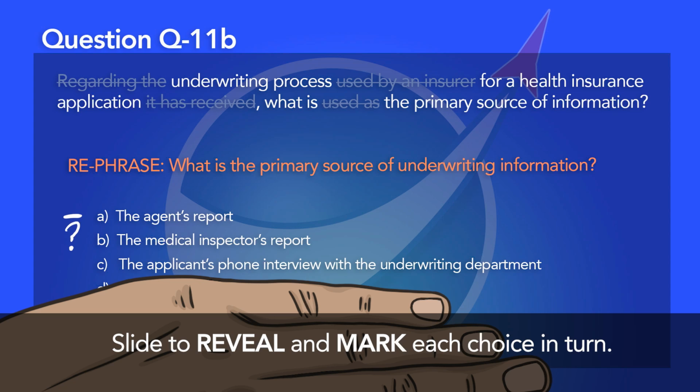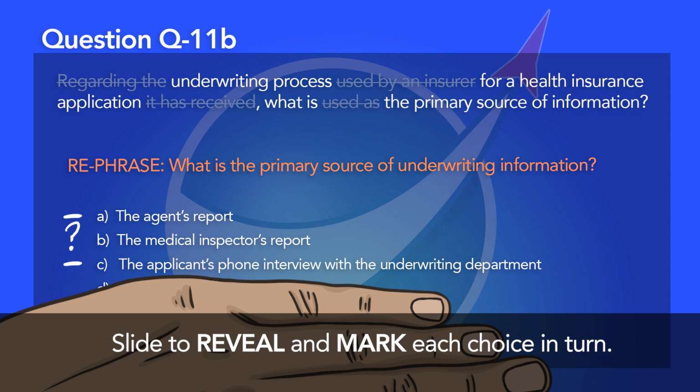So now you're going to slide down and look at the next choice, choice C, which says the applicant's phone interview with the insurance company's underwriter. Well, I'm just going to put a minus sign next to that one because I know that's not the primary source of information, because the underwriter's using something else during the phone interview. So a minus sign on choice C.